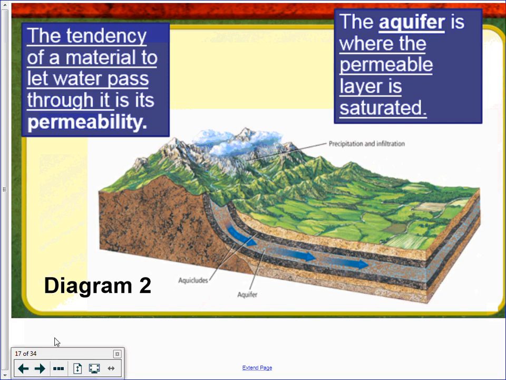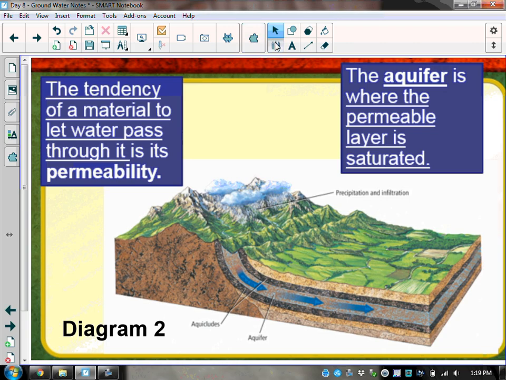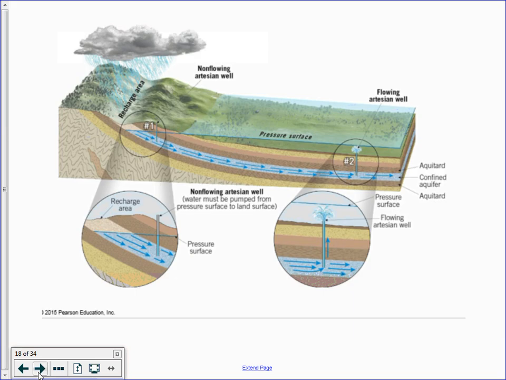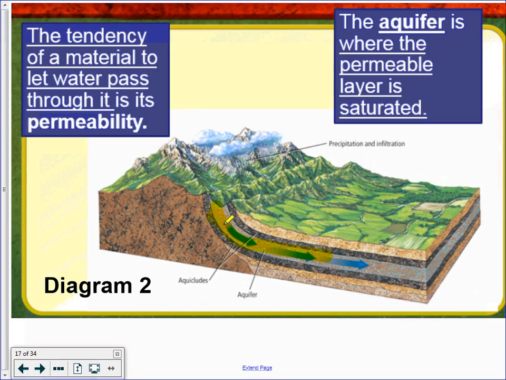I'm not sure, I probably should have looked before I started recording this, if you have a picture of an aquifer in your notes. This is a very complicated picture of an aquifer. Let's see if I have another one on here. Here's an equally complicated one. Sorry about that. Aquifers are areas where the groundwater is protected by something called an aquiclude.